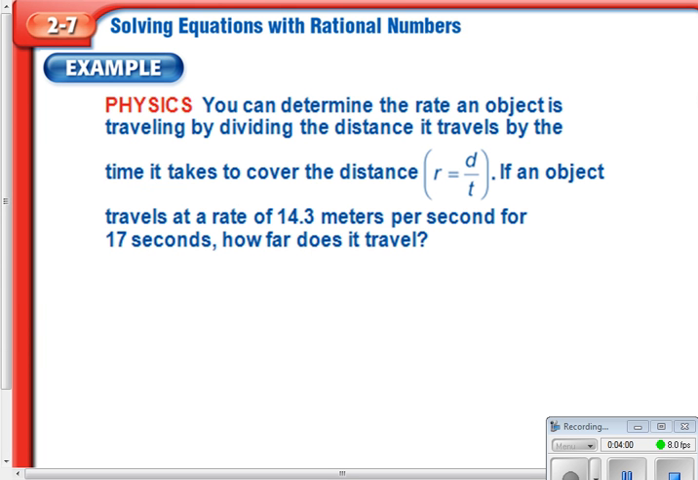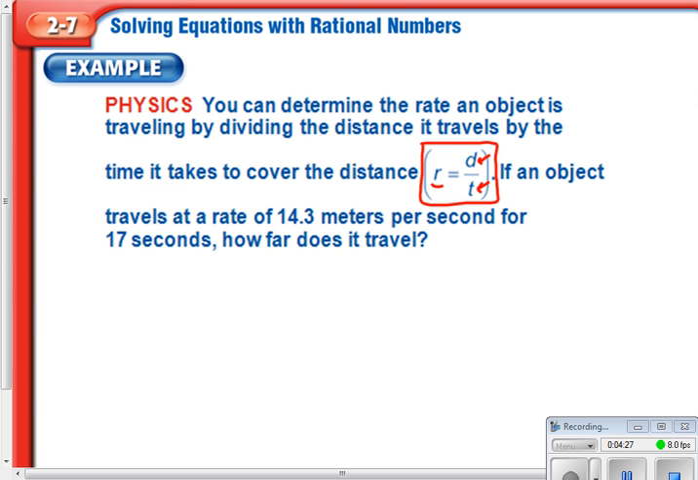Last example, kind of a realistic example here. It says physics, you can determine the rate an object is traveling by dividing the distance it travels by the time it takes to cover the distance. This equation is a big one. This is one that we've already talked about this year, but it says r equals d divided by t. That is, rate is r. D is our distance, t represents time, so rate equals distance divided by time.